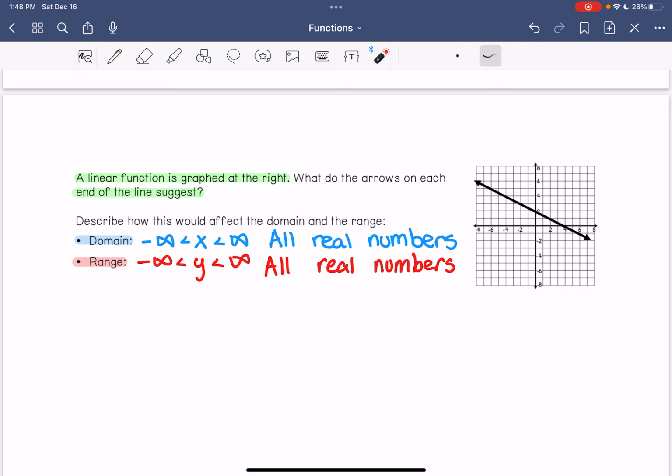A good way to remember this is when you see arrows on both ends of your graph pointing in opposite directions, your graph is going forever and ever up, down, left, and right. Your domain and your range are all real numbers because we see those arrows in opposite directions, going up, going down, going left, going right. Domain and range, all real numbers.